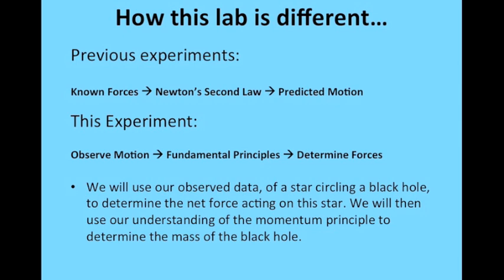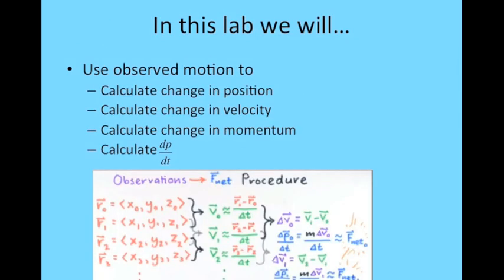We will use our observed data of a star circling a black hole to determine the net force acting on this star. We will then use our understanding of the momentum principle to determine the mass of the black hole. With this observed motion, we will use 3 position points to determine 2 velocity points. We will use the 2 velocity points to determine 1 momentum point. This will be repeated continuously throughout the duration of data collection.